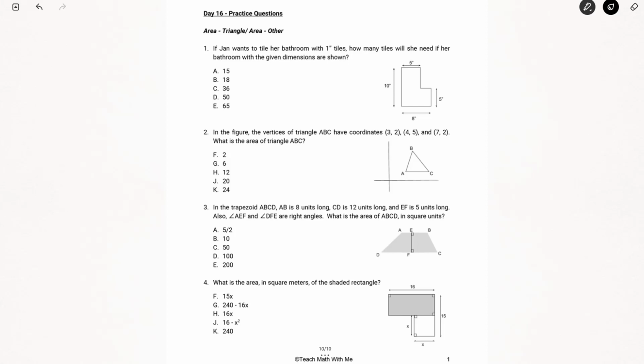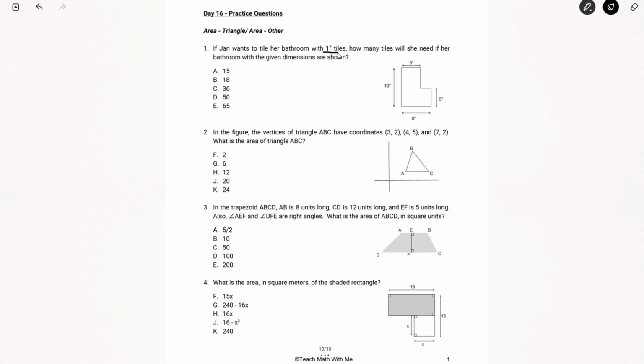Let's take a look at the practice questions that deal with the area of a triangle and area of other figures. So when we look at question number 1, it says if Jan wants to tile her bathroom with 1-inch tiles, how many tiles will she need if her bathroom with the given dimensions are shown? So we have this irregular figure here, but it's really nice that we have the 1-inch tiles. That's going to make the calculations a little more straightforward.